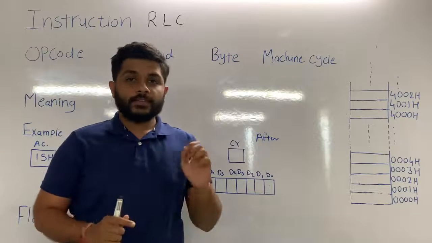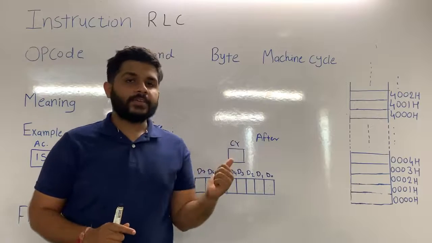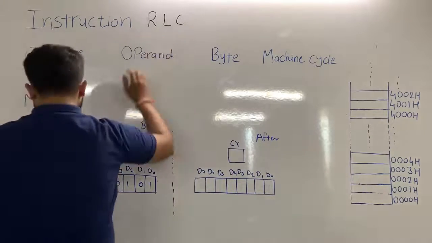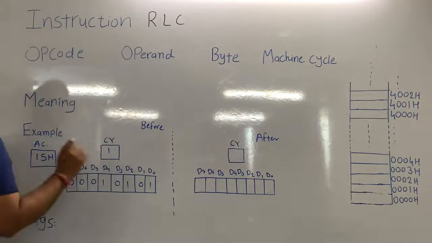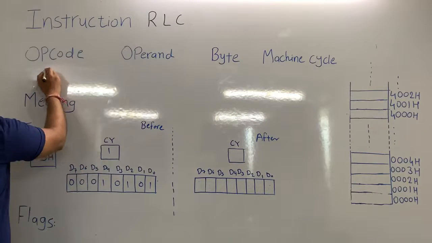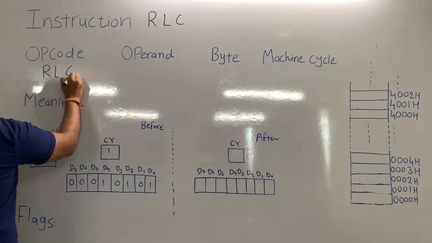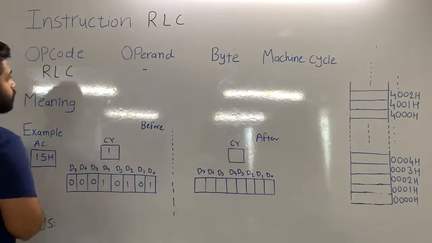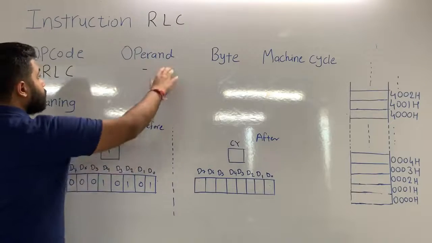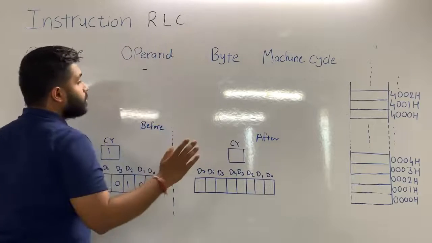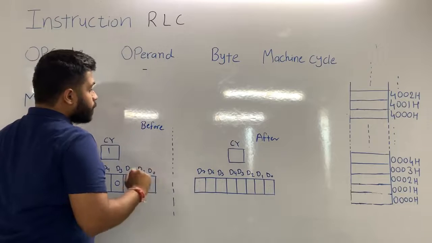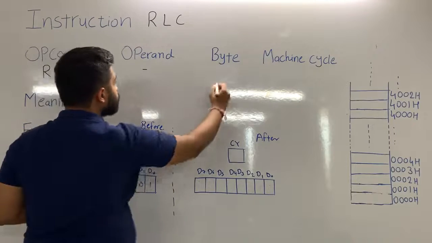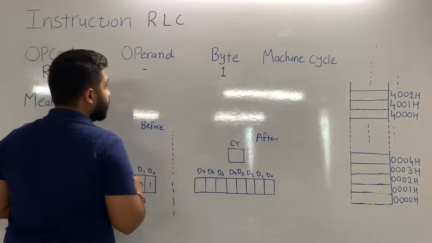Now we are going to see the next logical instruction, that is RLC. For this instruction, the whole instruction is considered as opcode. So opcode is RLC. No operand is present in this instruction. In this instruction, you can see that no data is present. So when no data is present in the instruction, it means that the instruction is of only 1 byte.